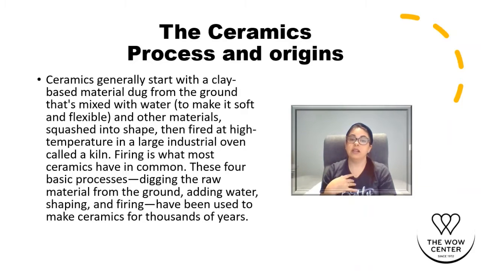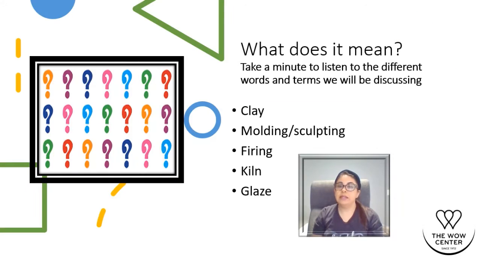So when we receive the clay, the first 2 processes have already taken place. They've already been dug from the ground and the water has been added to it. So we start off our process by shaping it into whatever we're trying to make, and then going on to firing it to set the clay and harden it. So what does it mean? We're going to take a minute to listen to the different words and terms that we're going to be discussing and hearing about in the following videos about the ceramics process.